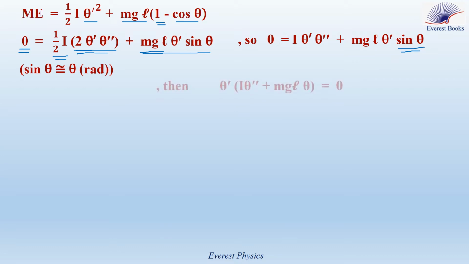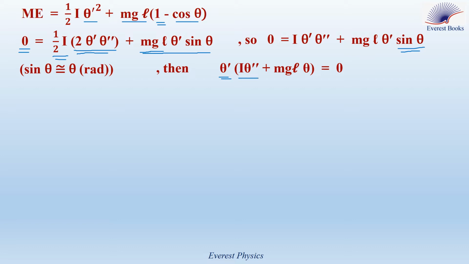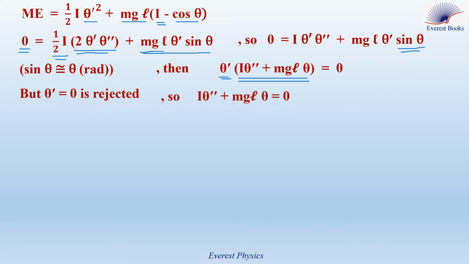and we will take theta prime as a common factor. Now, we have theta prime is equal to 0, and I theta double prime plus mgL theta is equal to 0. But theta prime equals 0 is rejected because the angular speed of the pendulum is not always 0. It equals 0 only at the extreme positions. So we still have I theta double prime plus mgL theta is equal to 0.